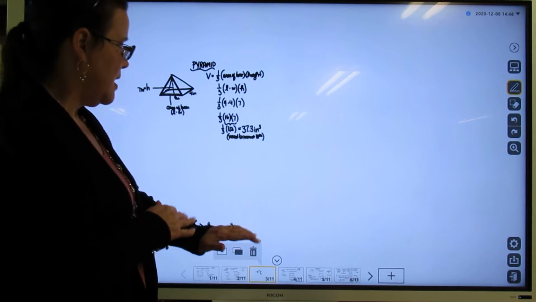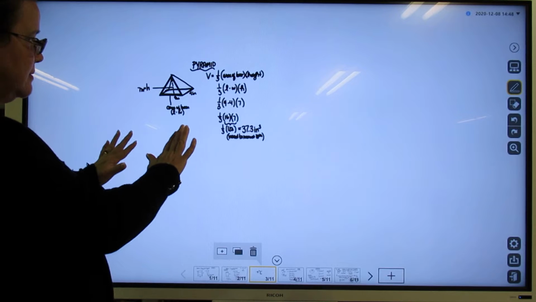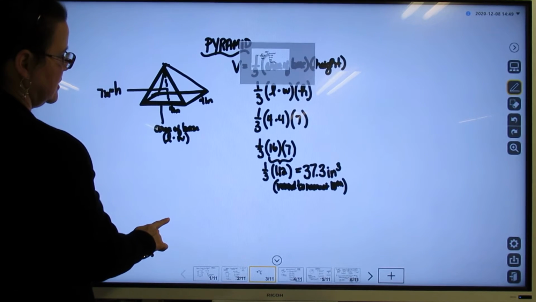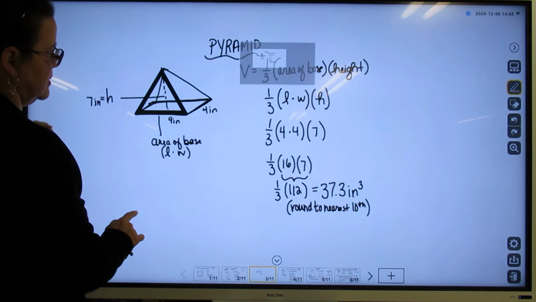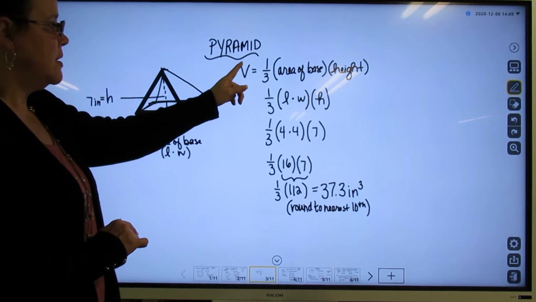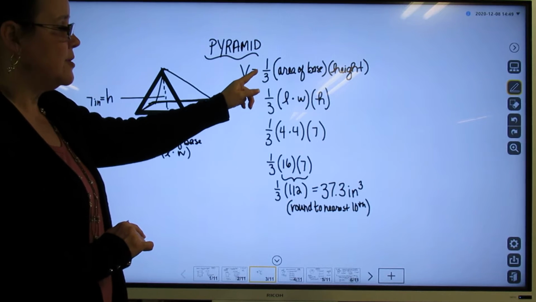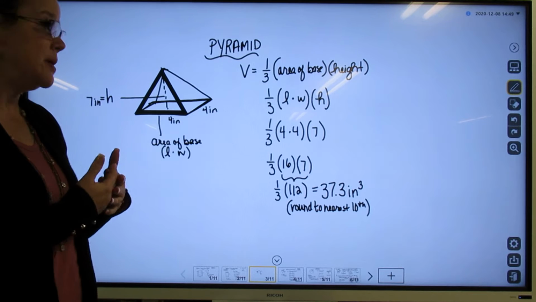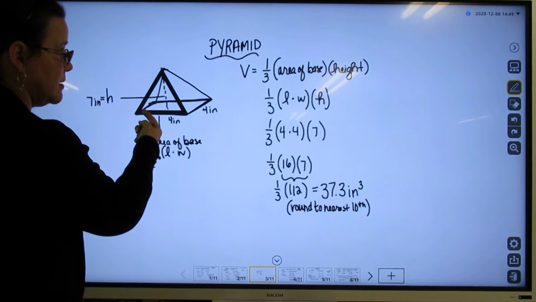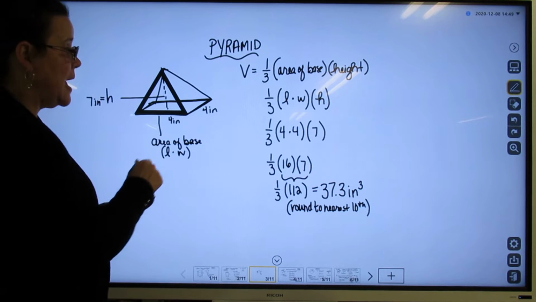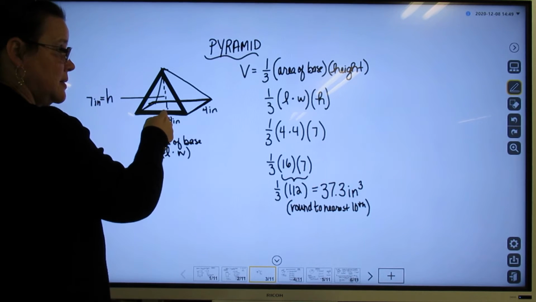Next item. I don't know why this went kind of wonky on me, so we're going to just make it a little bigger. This is about the pyramid, and there we have it. So we have pyramid, volume. Pyramid is 1/3 times the area of the base times the height. And a square pyramid has a square bottom. The area of the base you're looking for is length times width. And then times the height, which is right in the middle of the pyramid.